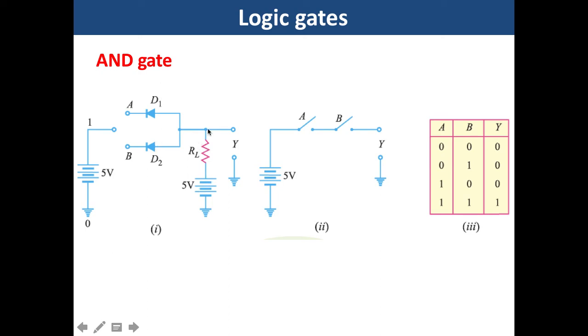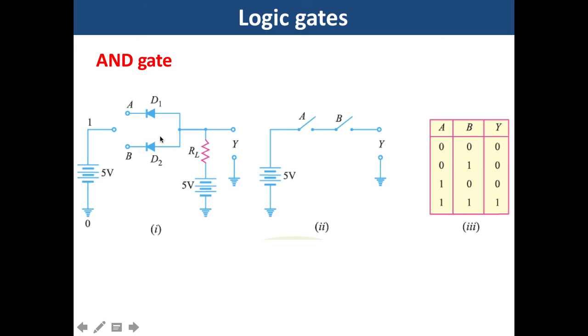So current will flow like this from both the diodes, and your output will be 0. If A is connected to ground and B is connected to positive, then diode D1 is forward biased and conducts a current, whereas diode D2 will not conduct a current. Since it conducts a current like this, your output is 0. In terms of binary, it is 0 multiply 1, 0.